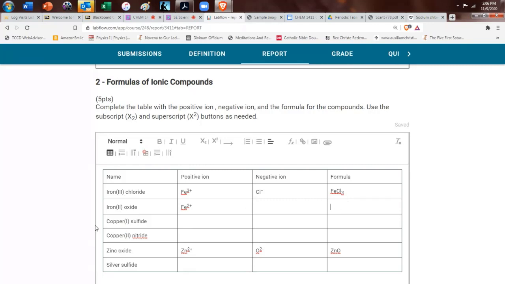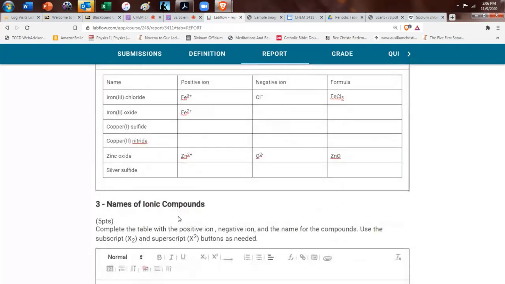Remember, it doesn't tell you how many of them there are. For example, this number 2 here for copper doesn't tell you you're going to put a subscript 2. It tells you that the charge of copper is 2. The number from the formula is not actually going to be 2 in this case. All right.